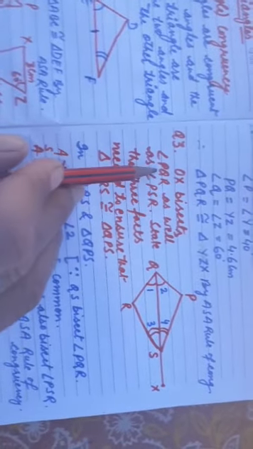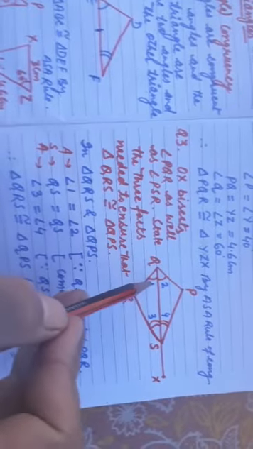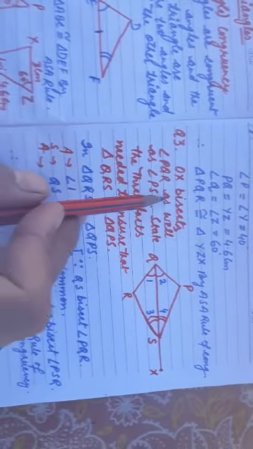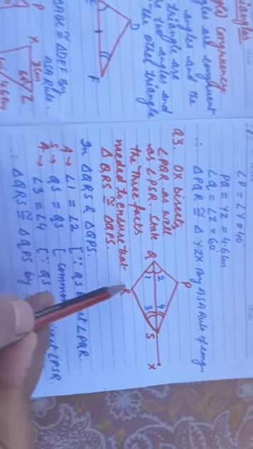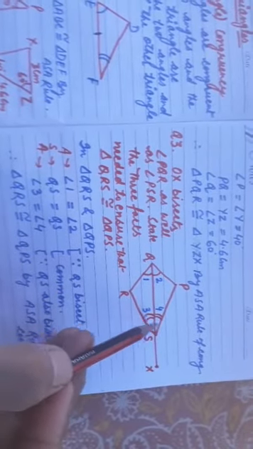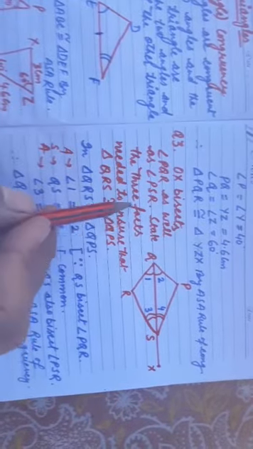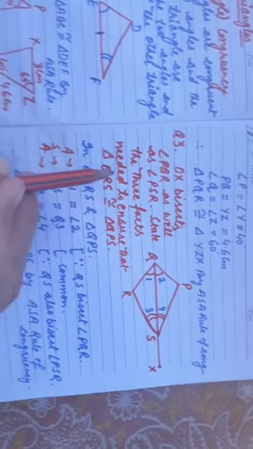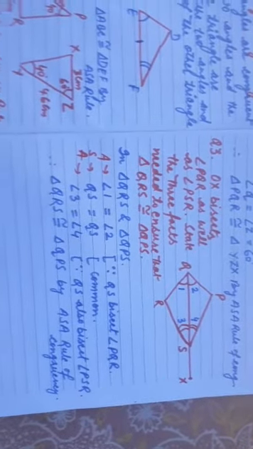QS bisects angle PQR into two equal parts, which means angle 1 and angle 2 are equal, as well as angle PSR. These are also equal, so angle 3 and angle 4 are also equal. State three facts needed to ensure that these two triangles are congruent by the angle side angle rule.